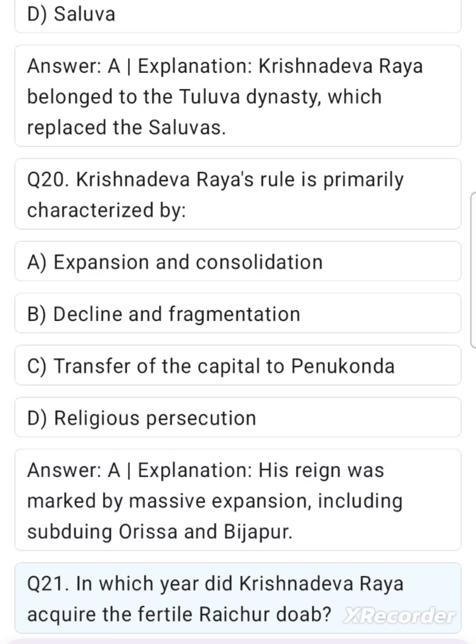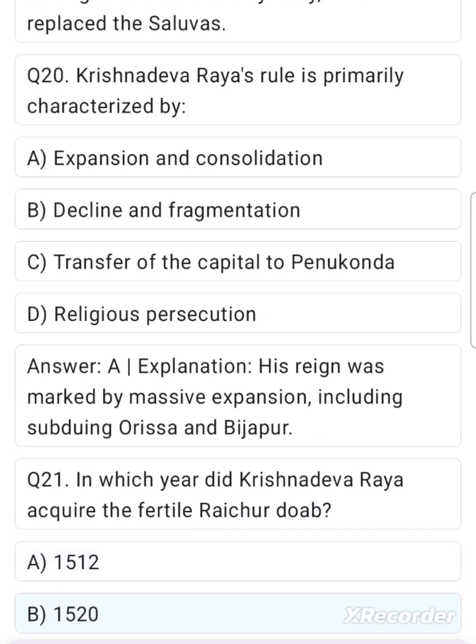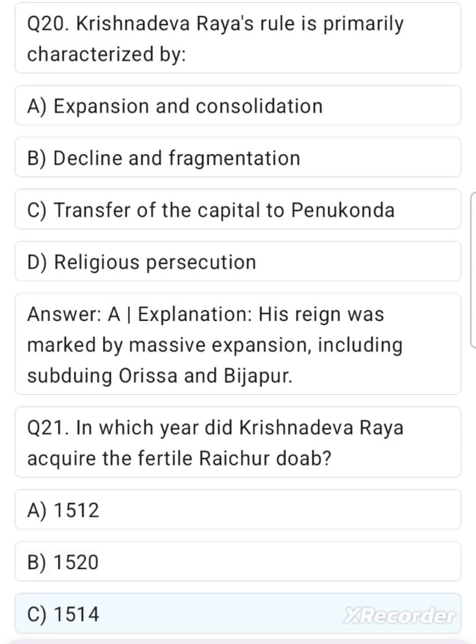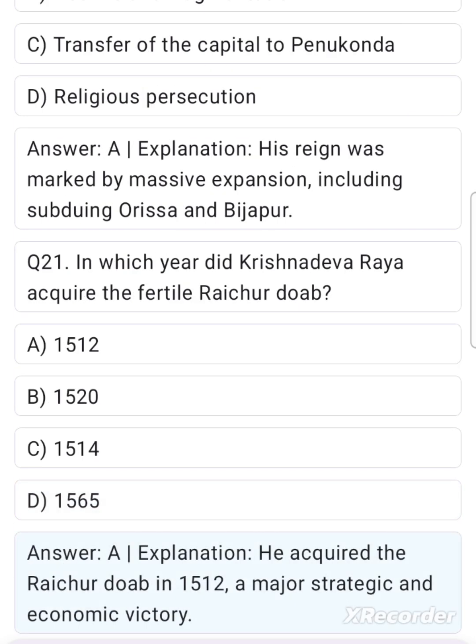Q21. In which year did Krishnadeva Raya acquire the fertile Raichur Doab? A. 1512. B. 1520. C. 1514. D. 1565. Answer. A. Explanation. He acquired the Raichur Doab in 1512, a major strategic and economic victory.